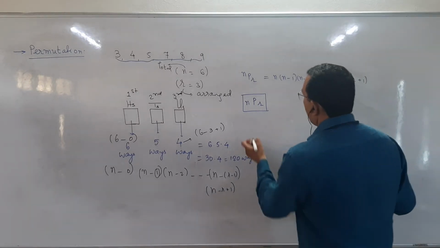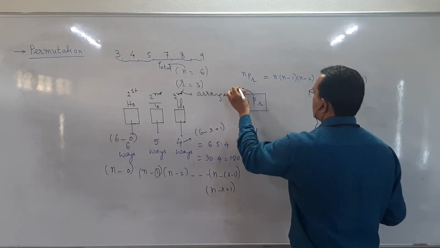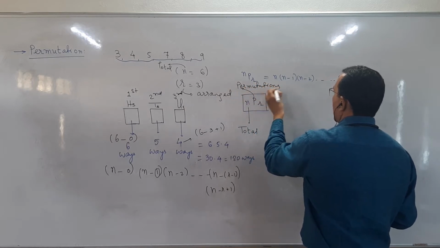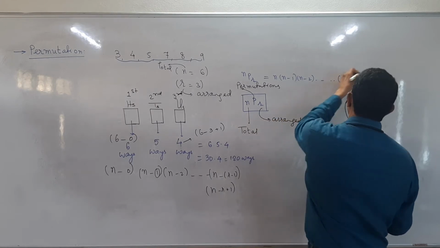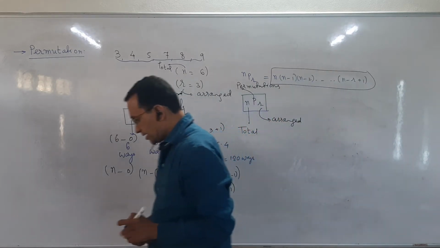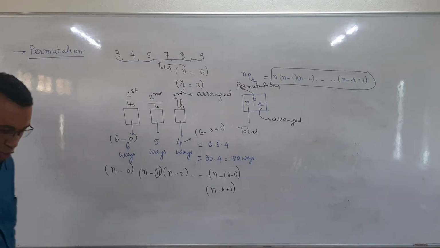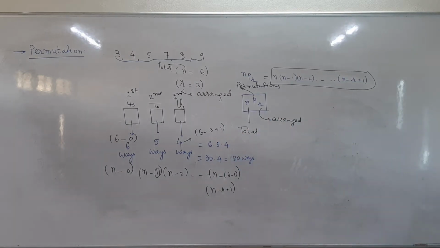In this nPr, n stands for total items, P stands for permutations, and r stands for arranged items or objects. And the formula of permutation is nPr equals n into n minus 1 into n minus 2 into n minus 3 up to n minus r plus 1. So students, the keyword for permutation is arrangement.